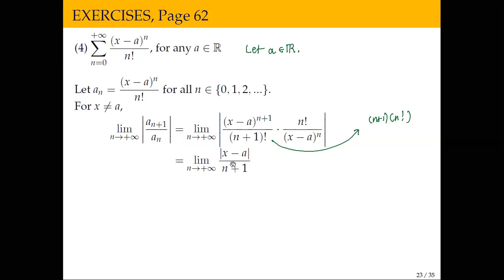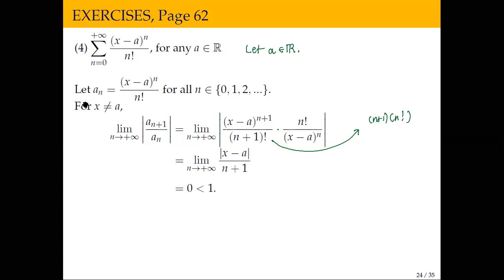Okay. So since we know that absolute values are always greater than or equal to 0, but we have assumed that x is not equal to a, so x minus a is not equal to 0. Therefore, x minus a is a positive real number. So as you take the limit as n goes to positive infinity, this just goes to 0. So you have here 0, and we know that 0 is always less than 1.